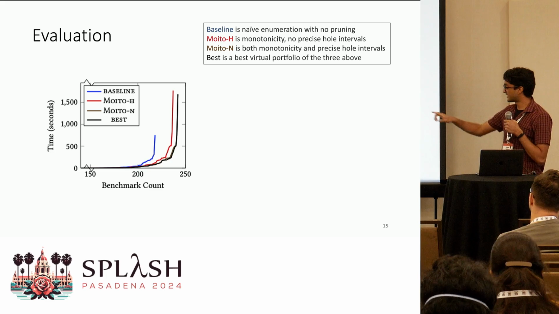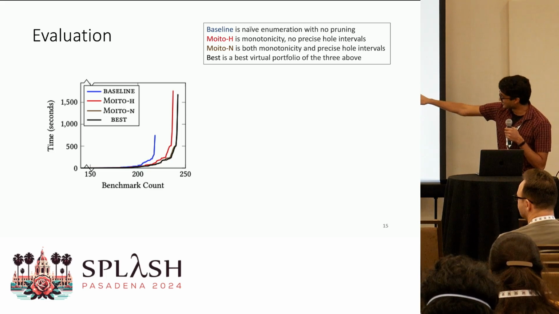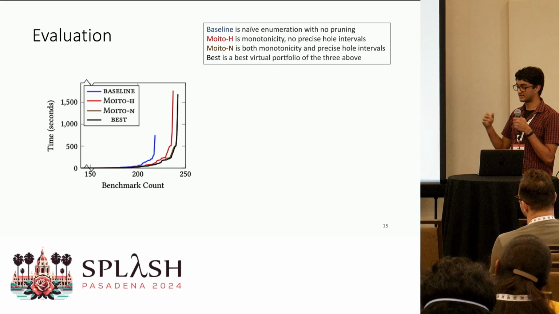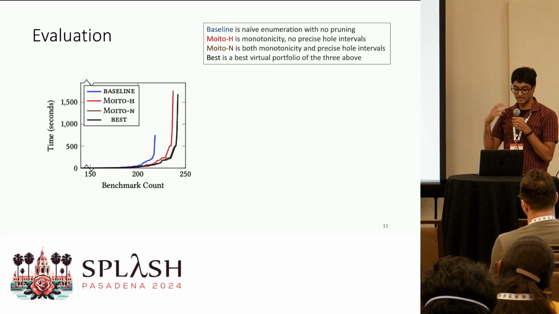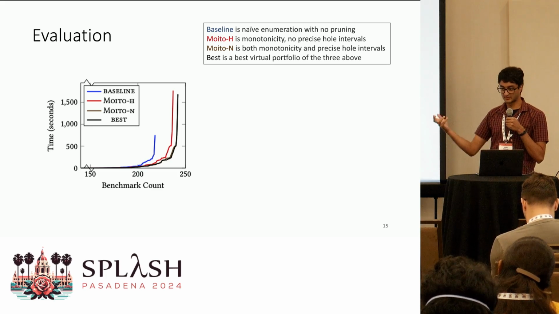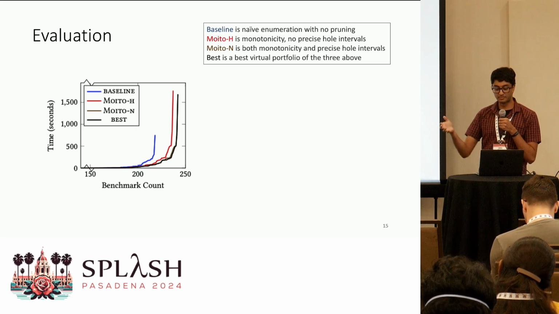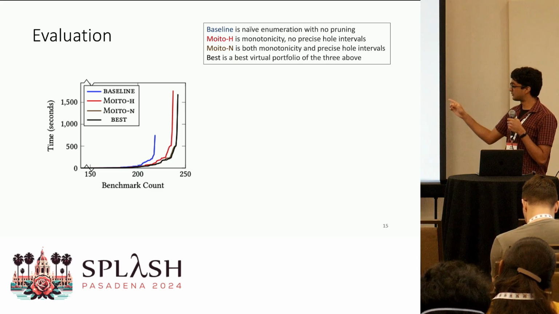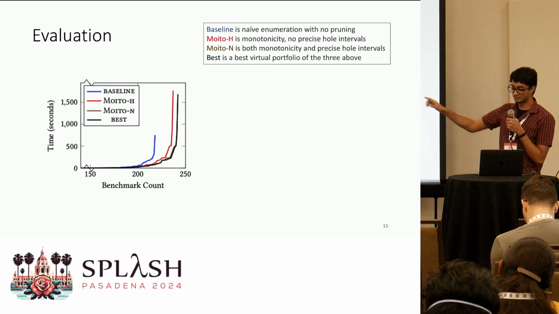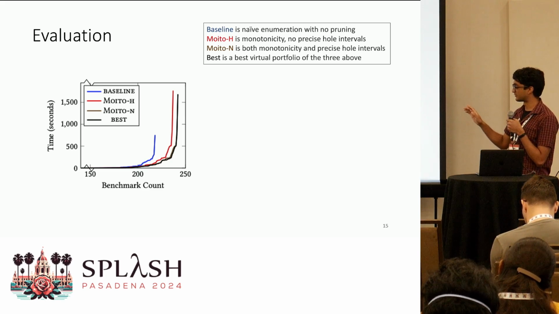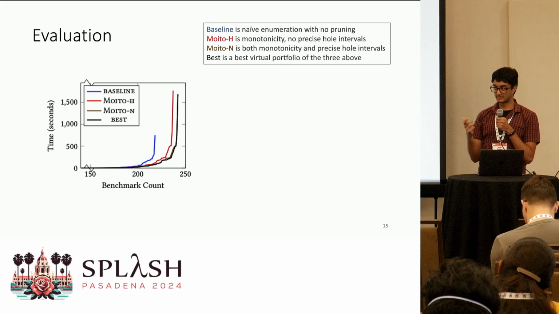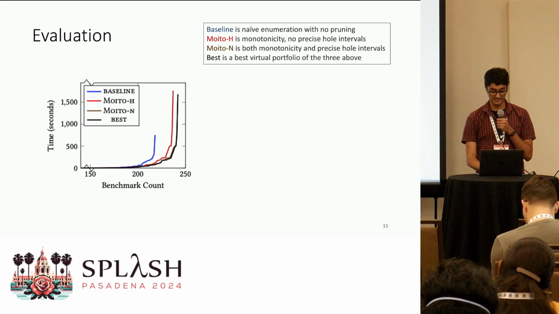And what we see is that the brown line, which is very close to the black line, is our tool that performs pruning, that uses the intervals from both the monotonicity proofs and the grammar flow analysis. That outperforms both the baseline, which is just a naive enumeration that doesn't have any pruning, that's the blue line, as well as our ablation, where we only generate intervals using just the monotonicity proofs, but not our grammar flow analysis technique.